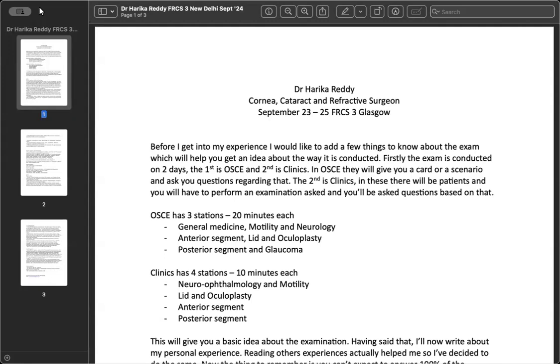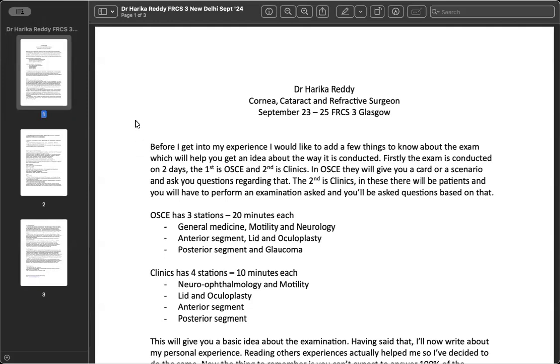Okay, so what OSCE basically is, is that you will have no patients. They will give you either a laminated case scenario, or, let's say in retina or anterior segment, they will give you a photo, and there will be questions below the photo printed for some, or they can just ask you any question randomly.